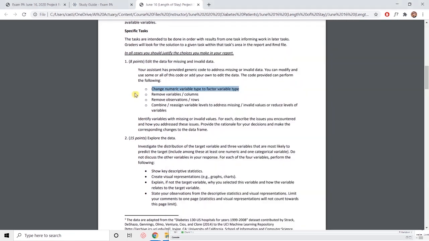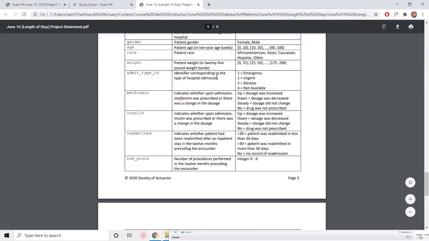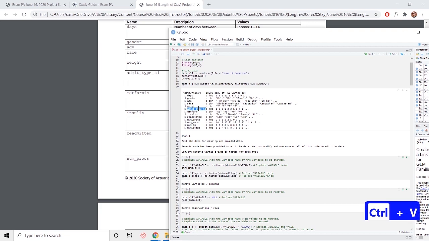Admit type ID. This is an identifier corresponding to the type of hospital admission: emergency, urgent, elective, or not available. This should be a factor. And the way to quickly highlight this variable is just to double click. Left click twice and you'll select this whole text, and then press Control C and then Control V to paste. And then there's number of procs, which should be an integer.